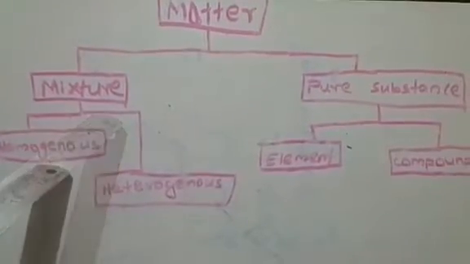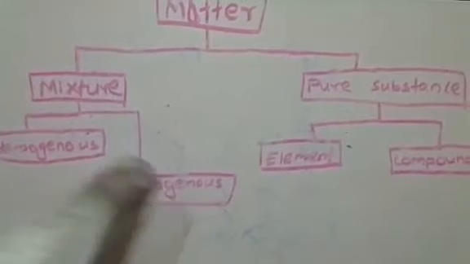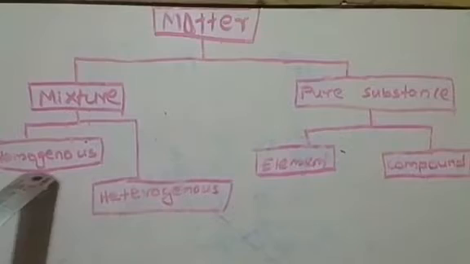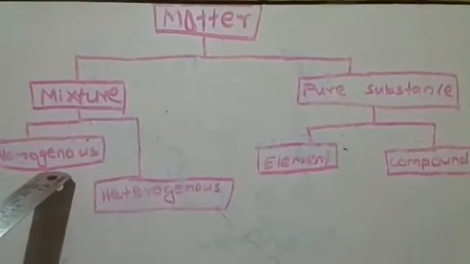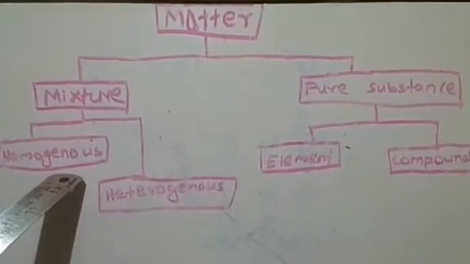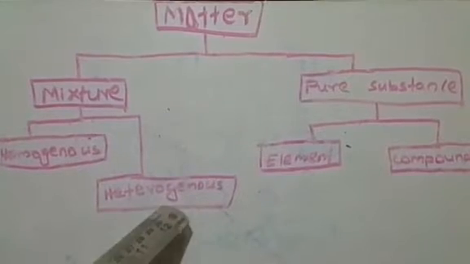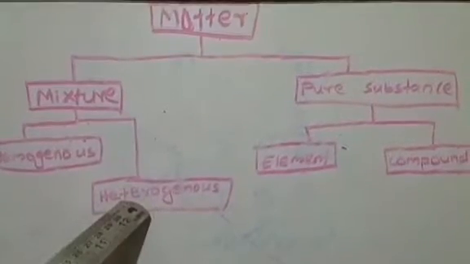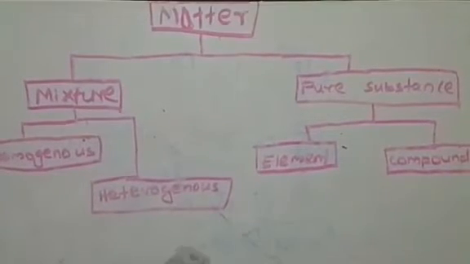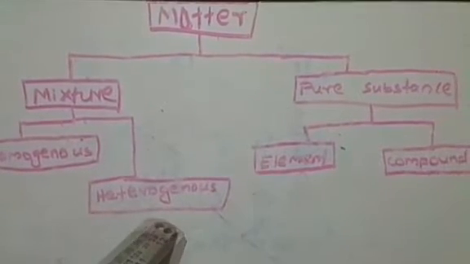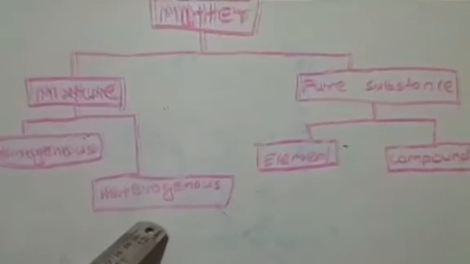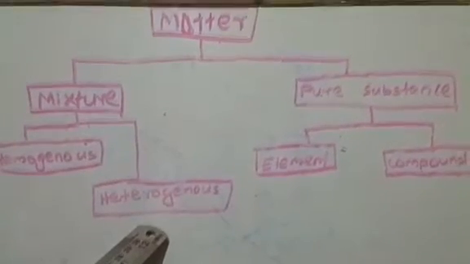A mixture is classified into homogeneous or heterogeneous. In a homogeneous mixture, the components completely mix with each other and the composition is uniform throughout. Example, air. On the other hand, in a heterogeneous mixture, the composition is not uniform throughout and sometimes the different components can be observed. A mixture can be separated by using physical methods, whereas we cannot separate a pure substance.